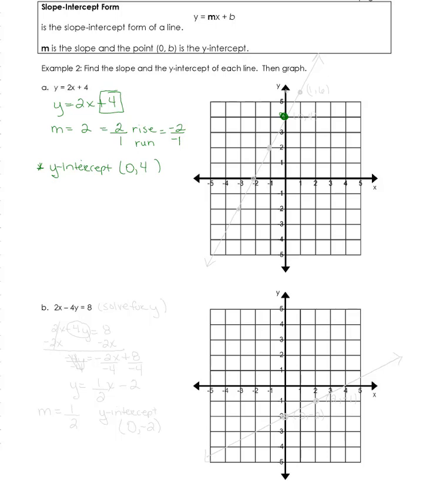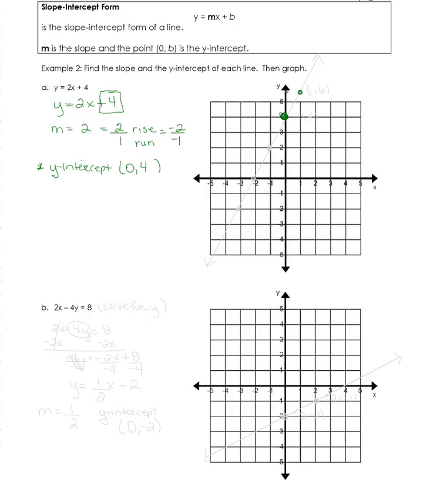Now let me say this. The slope is positive 2. You know the shape of a line with a positive slope. It's going to go this way. Okay? So 2 points is all you need.